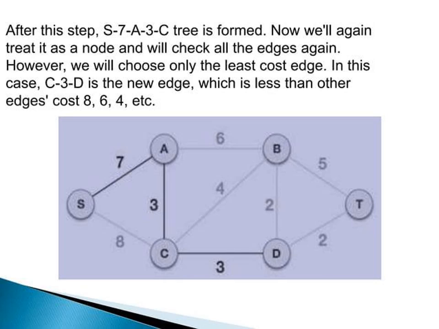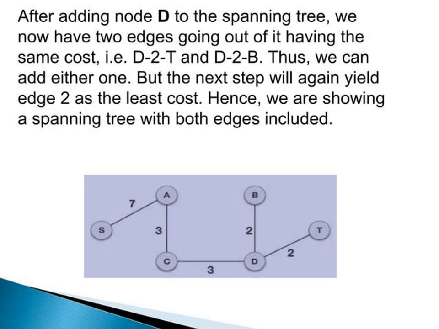Whenever we choose the minimum cost edges, we must make sure no loop forms. If a loop would form, we need to skip that edge and choose the next minimum. So this is the final answer. S to A is 7, A to C is 3, C to D is 3, D to B is 2 and D to T is 2. So 3 plus 3 plus 2 plus 2 is 10, and with 7 the total cost is 17.